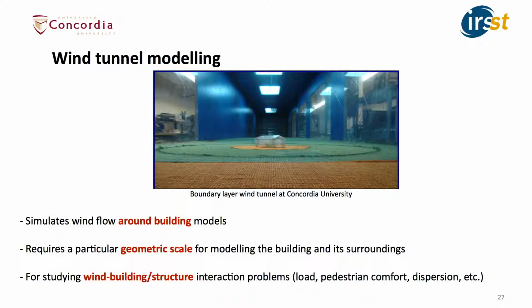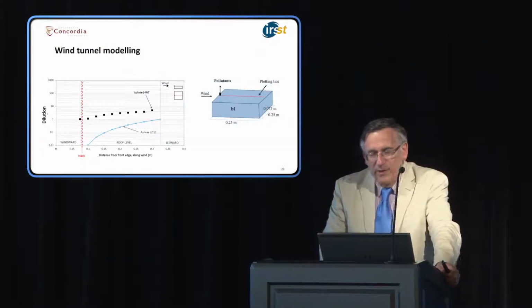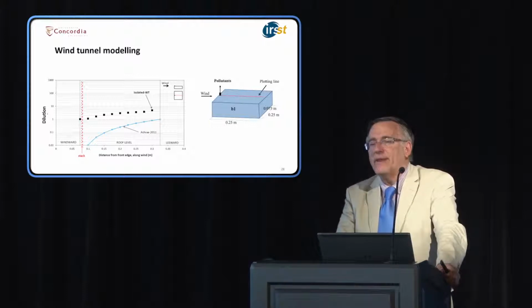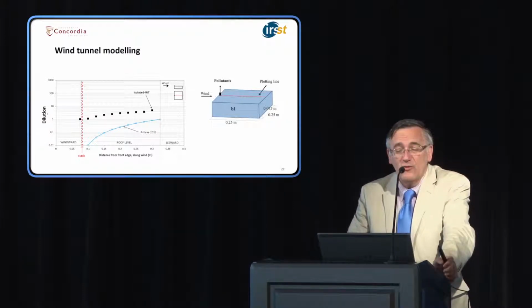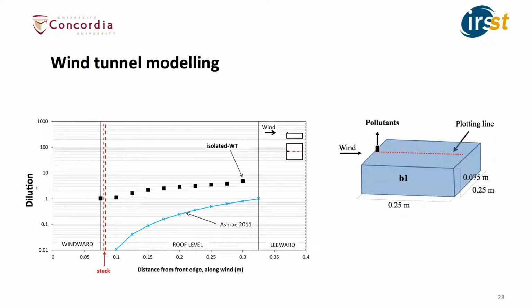And that's very, very good for studying wind-building-structure interaction problems, whether this is wind loads on buildings, pedestrian comfort, ventilation, dispersion in this case, and so on and so forth. So wind tunnel modeling, this is just an example here, and I use the same building that we used before for comparison purposes, because now you can see what is happening. That was the previous curve that I told you to remember. So it's here, and this is now the wind tunnel results. You can see that there is a discrepancy here, but of course the dilution is higher, which means that the concentration is smaller, which means that it is actually conservative, quite conservative, I must admit.